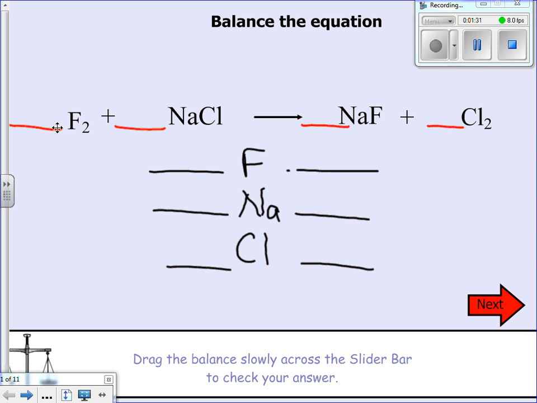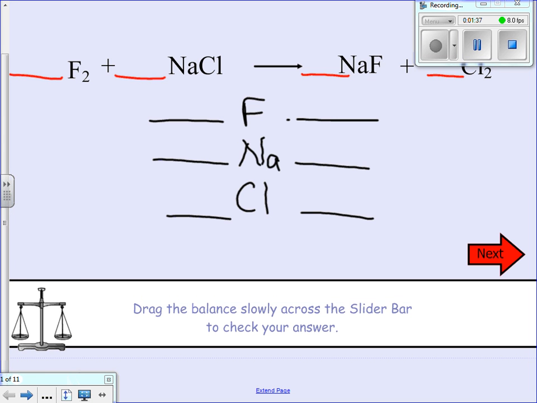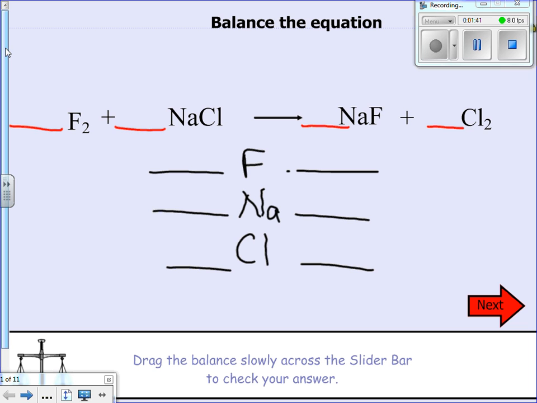All right, so to begin, on the left side, we have F2, so we have 2 atoms of fluorine. So we'll put a 2 here. We have 1 sodium and 1 chlorine. And then on the right side, if we look, we have 1 sodium, we have 1 fluorine, and 2 chlorine. So this equation is not balanced.